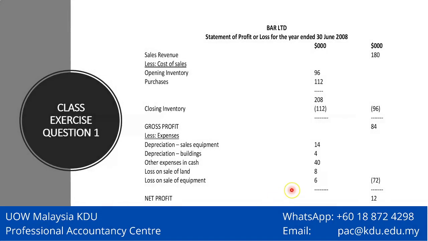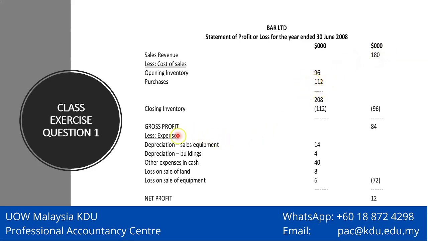Now if you look at the statement of profit or loss here, you're given the sales minus cost of sales. You have to be careful when you prepare a statement of cash flows. These figures for the sales and the purchases, 112 and 180, you may not be able to use them immediately in the statement of cash flows because these could have credit sales and credit purchases.